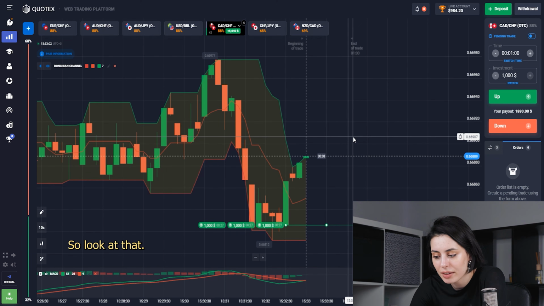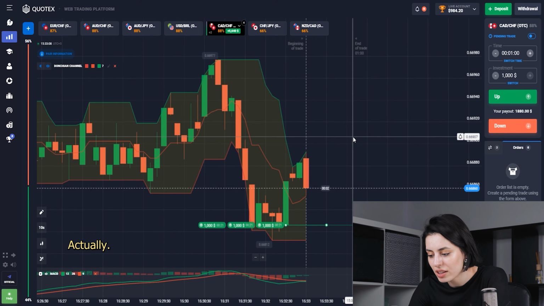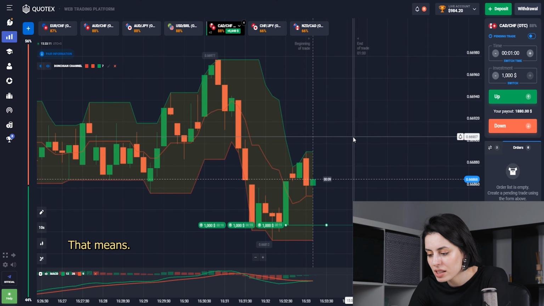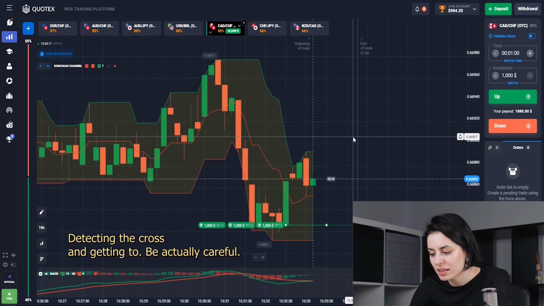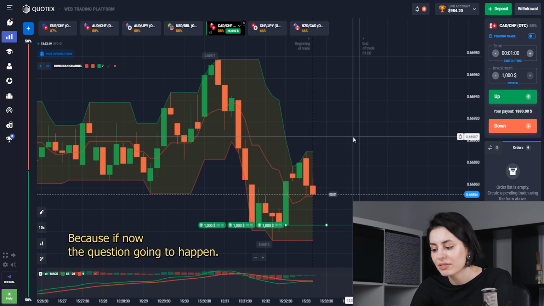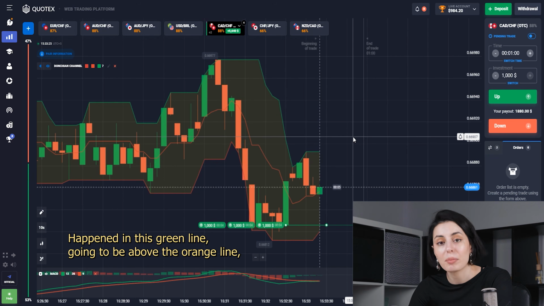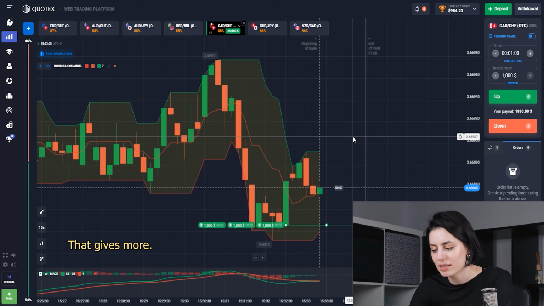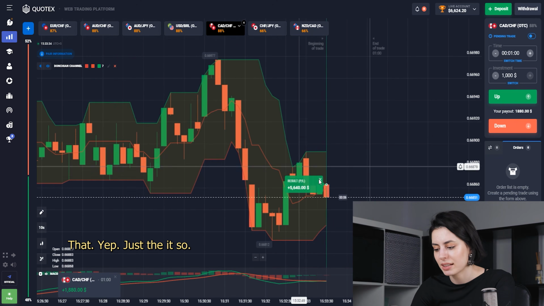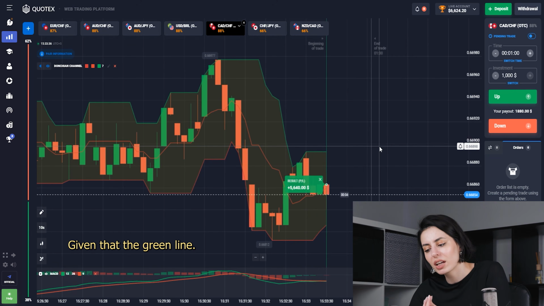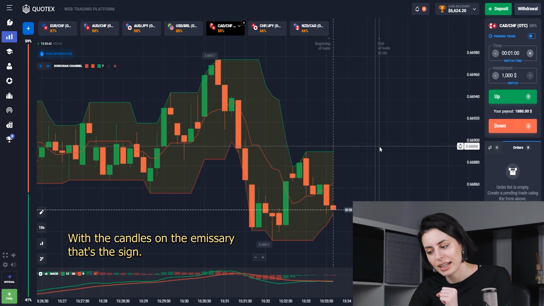So look at that, actually crossing when it's happening and what that means. Let's just observe the chart calmly at this moment when we are detecting the crossing. You need to be careful because if the crossing happens, which is actually happening, this green line is going to be above the orange line. That's important because it gives us more certainty. Even if the green line is below the orange line, but it's getting upward together with the candles of the MACD, that's the sign.